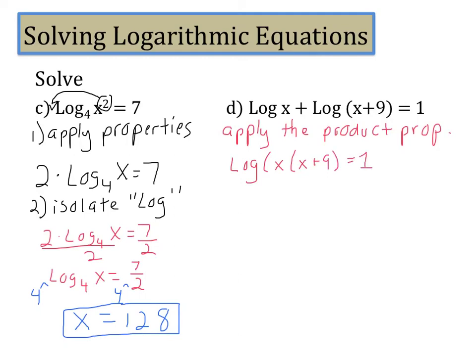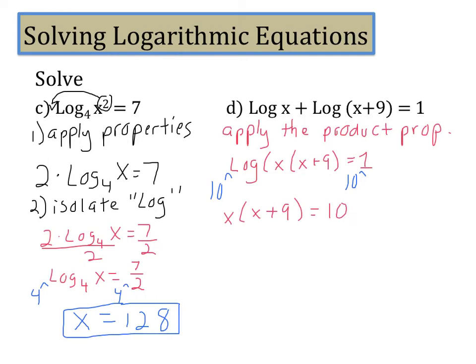Now you can simplify this part out if you would like, or you can leave it like this. Either way, it's still going to come out to be the same. So now I have my log isolated, so now I want to exponentiate both sides. Now this is a common log, so I'm going to exponentiate both sides by 10. When I do that, the log goes away, and I'm left with x times x plus 9 equals 10.